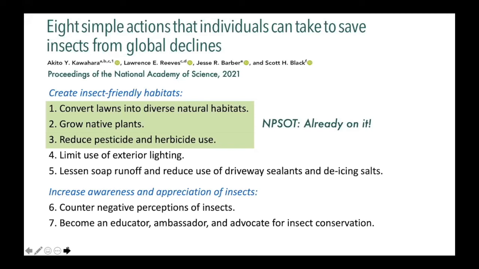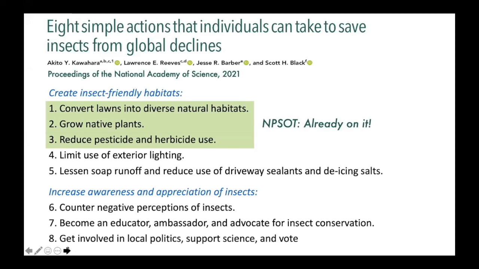And then finally, the other category of things you can do is increase awareness and appreciation. So you want to counter negative perceptions of insects. I hope I've helped to do that with some of our potentially most hated species like mosquitoes and termites. Some of them are pests, but most of them are good for us, can even be pollinators. You can become an educator and advocate for insect conservation.